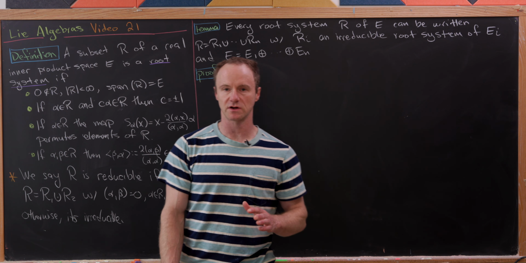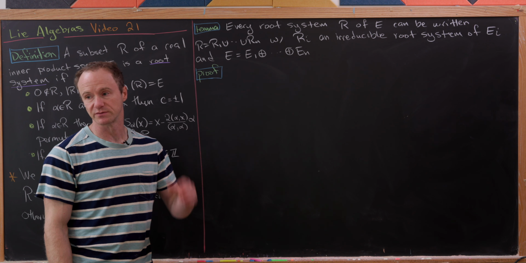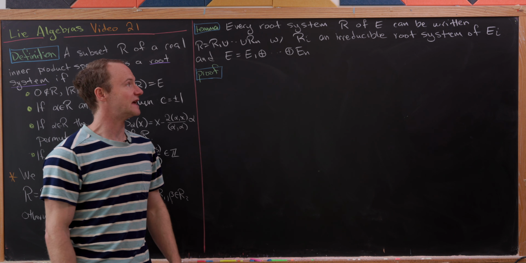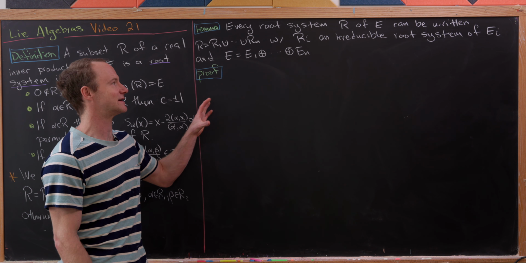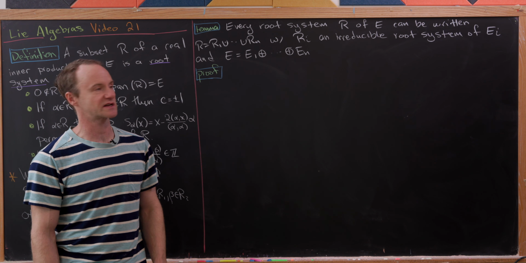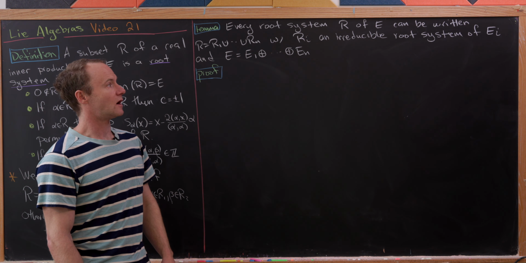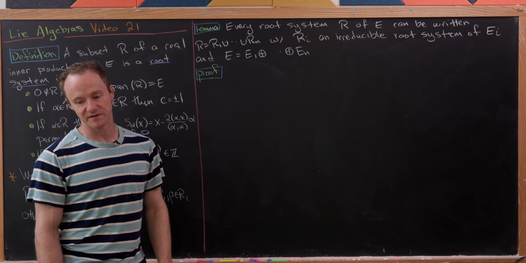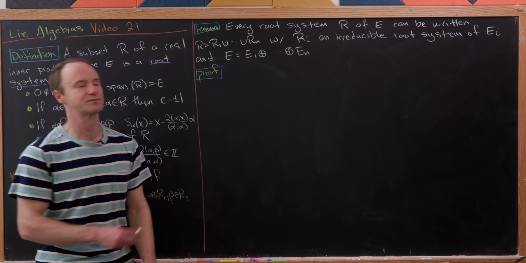So our first important result here is essentially saying that we only have to look at irreducible root systems. That's because we can decompose any root system into a disjoint union of irreducible root systems, and that's what this lemma says. Furthermore, if our root system is a root system for our inner product space E, then each of these irreducible root systems is a root system for E_i. And if you take the direct sum of these E_i, you get our original inner product space. So that's nice. Okay, so how does this proof go?